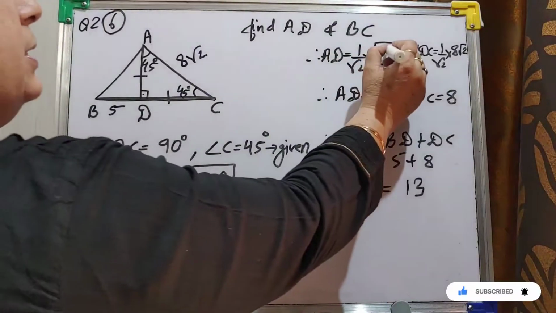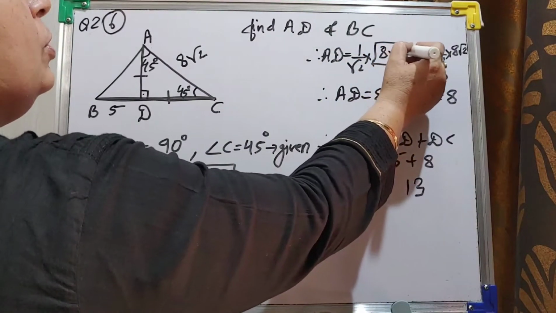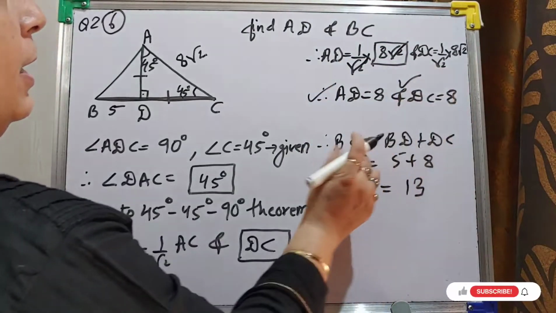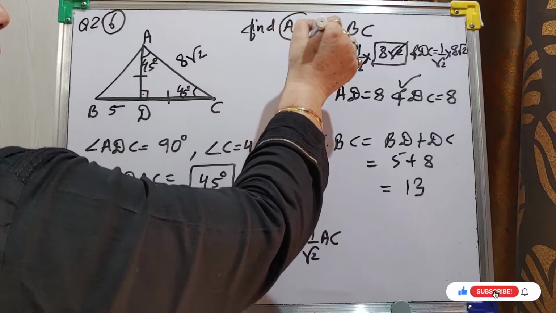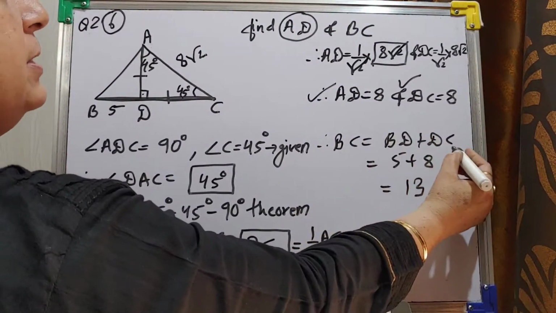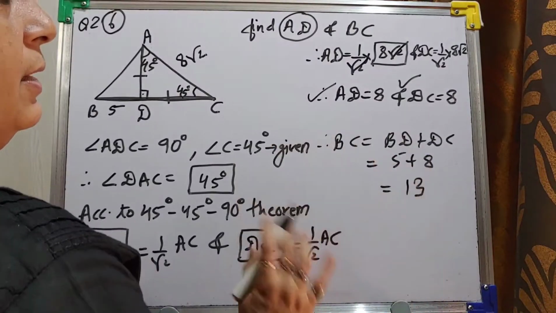Now hypotenuse is given 8 root 2. So when you cancel root 2, you will get 8. DC is 8, so you will get AD 8. Now for BC, BD plus DC, 5 plus 8, 13.